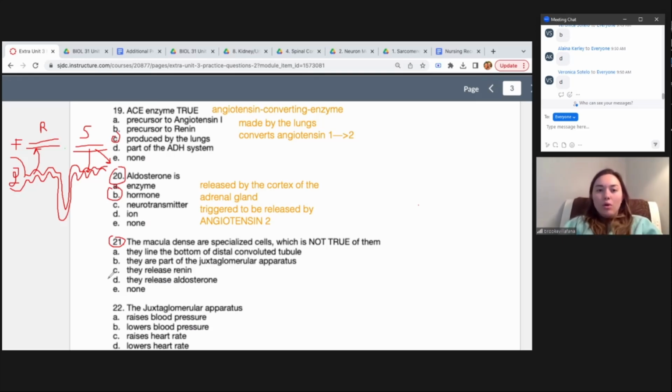All right, so we know that they do line the bottom of the distal convoluted tubule. They are a part of the juxtaglomerular apparatus. They do release renin, but they do not release aldosterone. Remember that the aldosterone is released by the cortex of the adrenal gland, not by the macula densa cells. Okay, so if you answered D, that is the correct answer. Good.